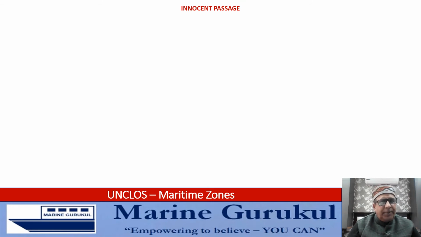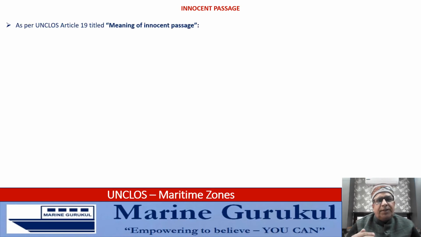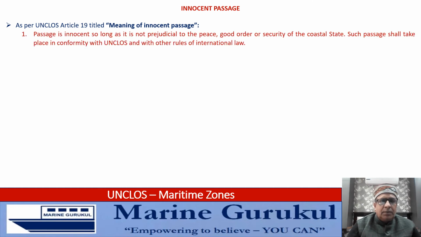Having learnt the meaning of the word passage under Article 18 of the UNCLOS, we now understand the meaning of the word innocent passage, which is contained or defined in Article 19 of the UNCLOS. Passage is innocent so long as it is not prejudicial to the peace, good order, or security of a coastal state. Such passage shall take place in conformity with UNCLOS and the other rules of international law.